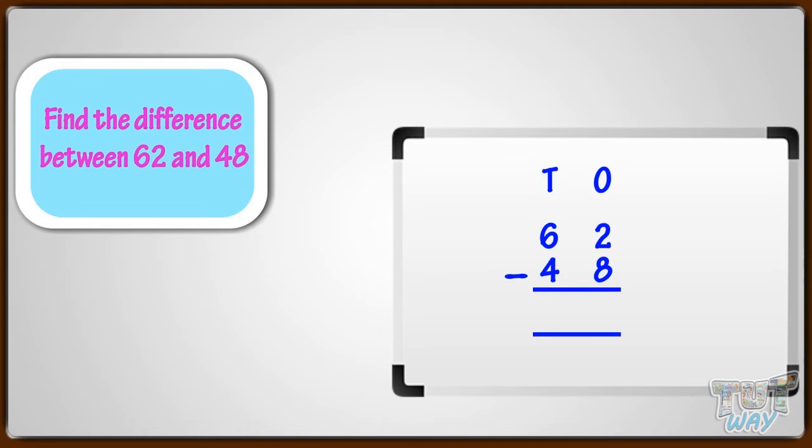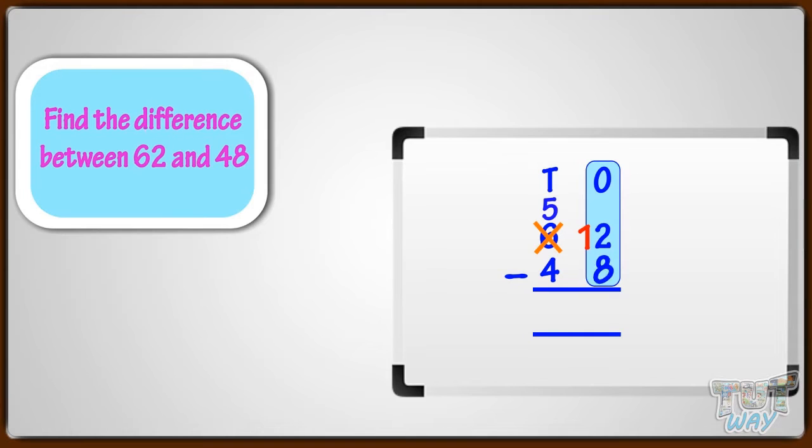First, find the difference between the numbers at ones place. 2 minus 8 equals, oops, we can't subtract 8 from 2 because 8 is bigger than 2. So what will we do now? We will borrow 1 from the number at tens place. Cross out 6, make it 5, and give a borrow 1 to 2, and it becomes 12.